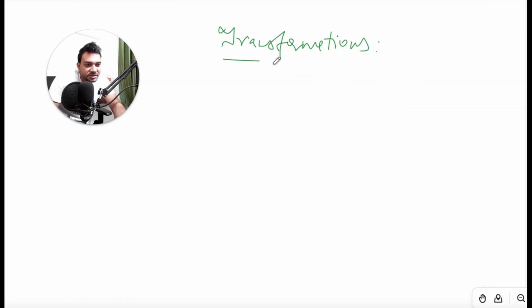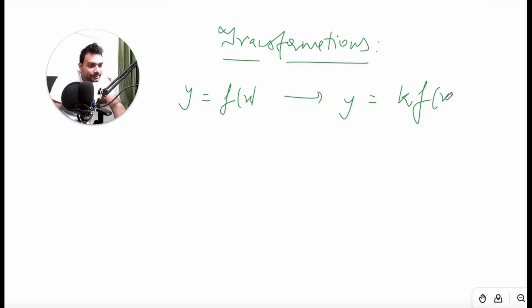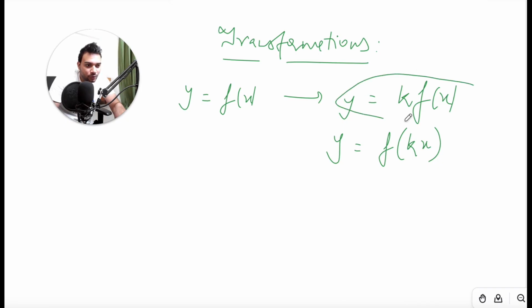The first kind of transformation that we're going to discuss is, let's say you have y is equal to f of x, and we go for y is equal to k times f of x. It's really important to understand that there's a difference between y is equal to k times f of x and y is equal to f of kx. In the top one, we're transforming the whole function, while in the bottom one, only the x is getting changed, the input is getting scaled by a factor of k.